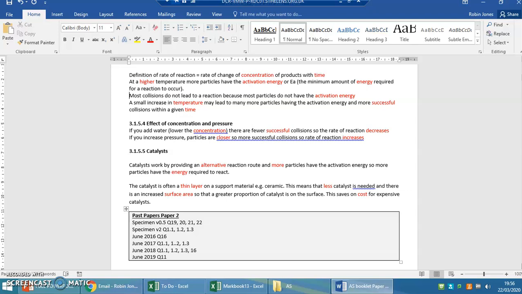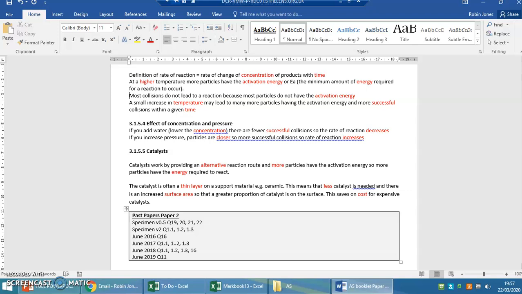Catalysts. Catalysts work by providing an alternative reaction route. It means they can react and come together in a different way. A catalyst usually bonds the particles to the surface, brings them close together so that then they react, and then once they react, it releases them again. So a catalyst provides an alternative reaction route, so more particles have the activation energy, come together, and more particles have the energy required to react. A catalyst lowers the activation energy.